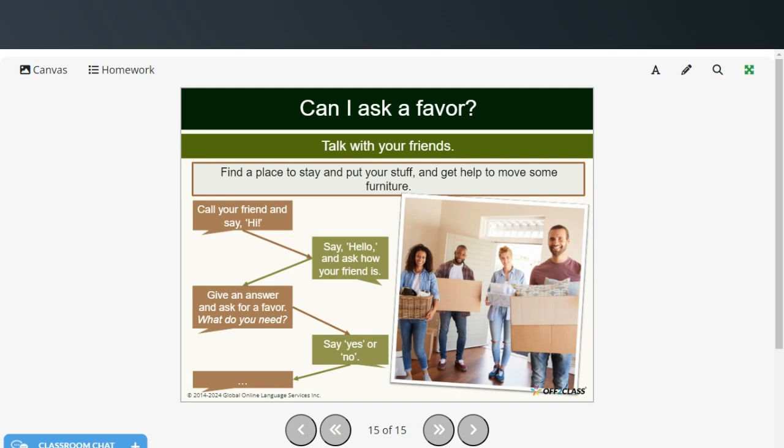Alright, so you think about writing a dialogue where you ask your friend to help you find a place to stay and to store your stuff, your belongings, get help to move some furniture. So you'd want to start off by calling your friend and saying hello. The friend would respond with hello and ask how you are. You tell them how you are, and then you ask the favor, and then the friend can say yes or no. So you can practice writing that out as a dialogue, and then you can practice it aloud.